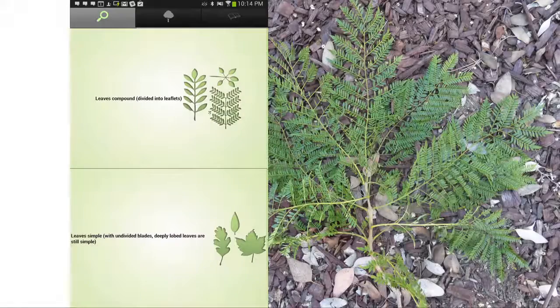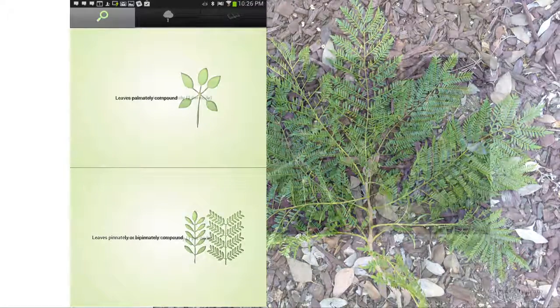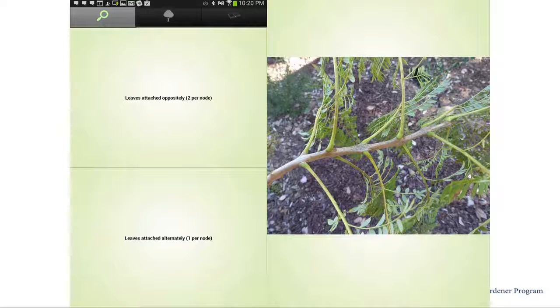Next question that we have down pat, right? And they give us pictures, which is really cool. Are the leaves compound, divided into leaflets? Or are the leaves simple, with undivided blades? Deeply lobed leaves are still simple. Sound familiar? Yes. Okay, so our answer is compound, so you touch the screen there. Palmately compound, pinnately, or bipinnately compound? Bipinnate. How many per node? Two. The leaves attach oppositely, 2 per node.